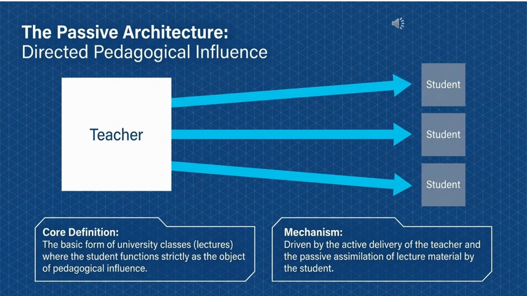The diagram on page 5 explains the passive method as a form of directed pedagogical influence. Here, the lecture remains the basic form of university instruction, and the student functions as the object of pedagogical impact. The mechanism is clear: the teacher actively delivers the material, whereas the student passively assimilates it. This does not mean that the passive method is entirely without value. It can provide order, coherence, and large-scale transmission of information. However, its limitations must also be recognized, particularly where deeper engagement and feedback are required.